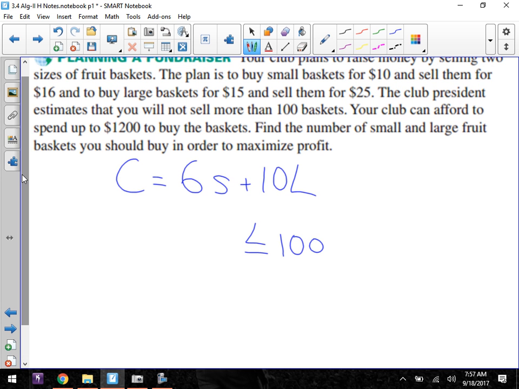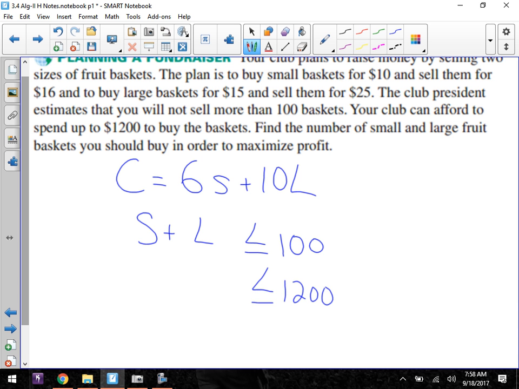What are you selling? What sizes? Small and large. So small plus large can't be more than 100. See how that works? It's not saying that you're going to sell 3 smaller for every 1 large or anything like that. It's saying your estimate is to sell no more than 100. So far, so good. Next bit is about money. How much money do you have to spend? Can you spend more than that? So it has to be up to and including 1,200.